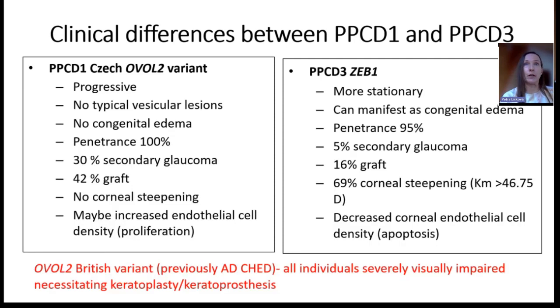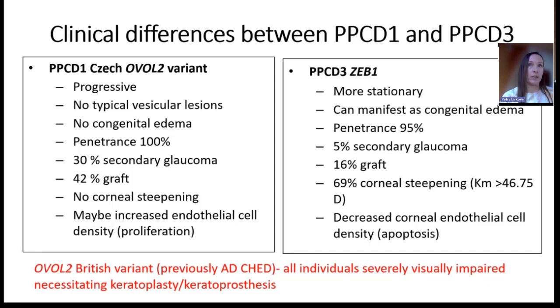Unlike PPCD3, where over 2/3 of patients actually have corneal steepening. So if you see PPCD with corneal steepening, it's very likely PPCD3. What's good about PPCD3 is that the rate of secondary glaucoma and the necessity for grafting are lower. So again, if you have the diagnosis at the molecular level, you can provide better counseling to the patients.